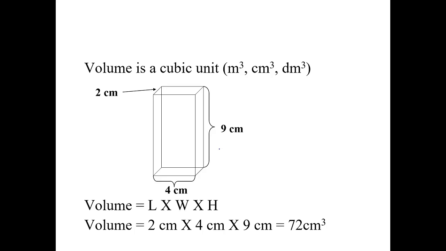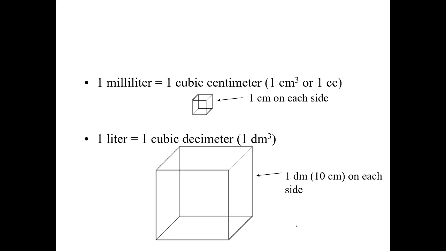And volume gets even worse, or more complex, because volume is a cubic unit. So here, you can see we have a rectangular solid. Its volume would be length times width times height, or 2 times 4 times 9, which is 72. But with centimeters, there's 3 of them. That's centimeters cubed. So my goal in this video is just to show you a few conversions.